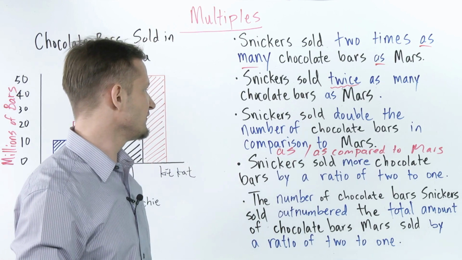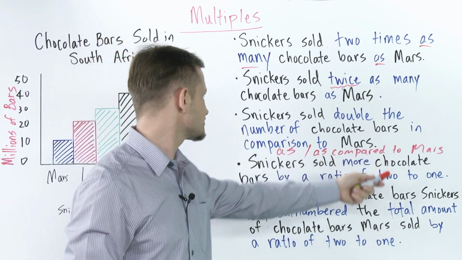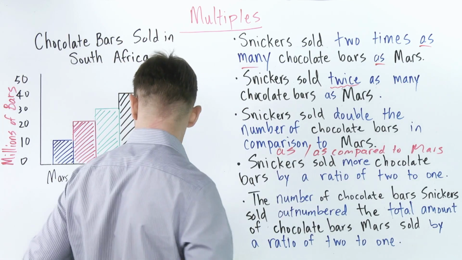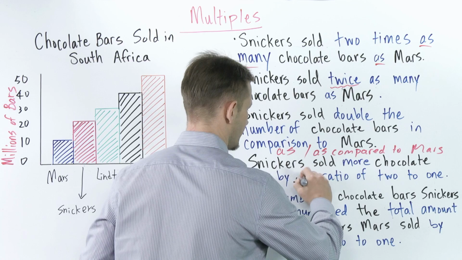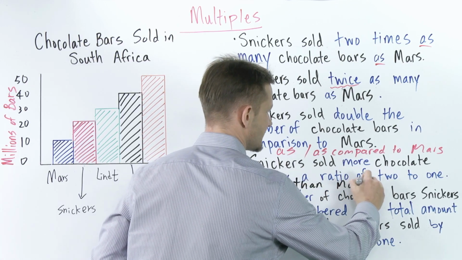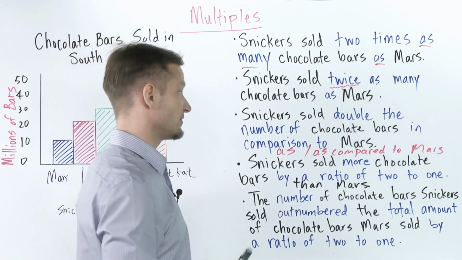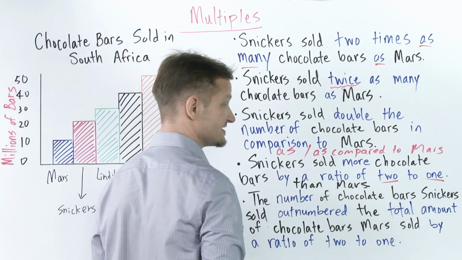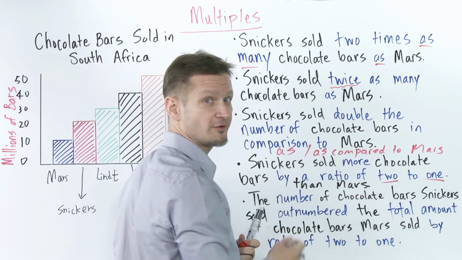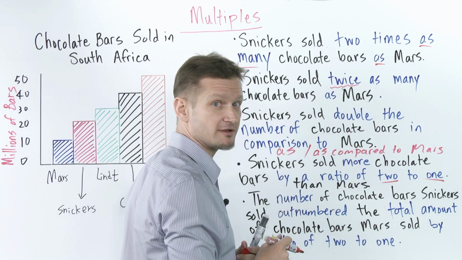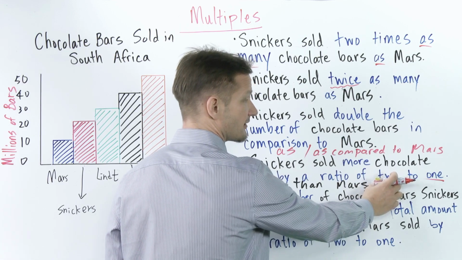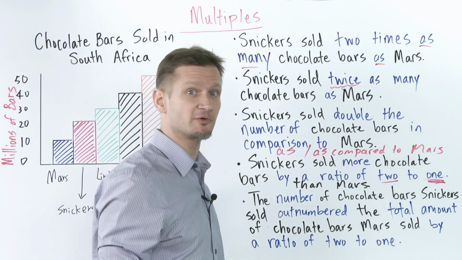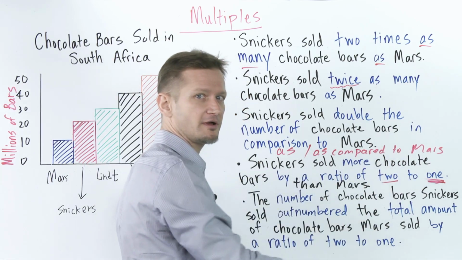Okay, so moving on. Snickers sold more chocolate bars by a ratio of 2 to 1. Oh, and I should add here, than Mars, right? So you need to compare 2 things, than Mars. And so now we're at 2 to 1, right? That's a ratio of 2 to 1. Now you can change this to 4 to 1, 5 to 1, 162,000 to 1. You can put any number in here, but it's going to get complicated. The most common way we talk about this is 2 to 1, 3 to 1, 5 to 1.